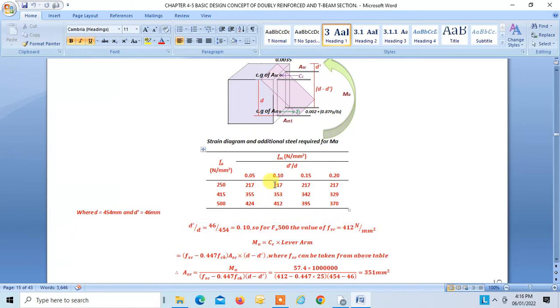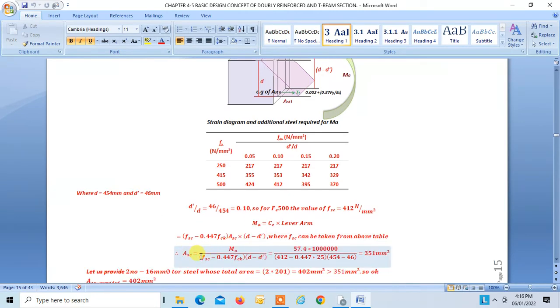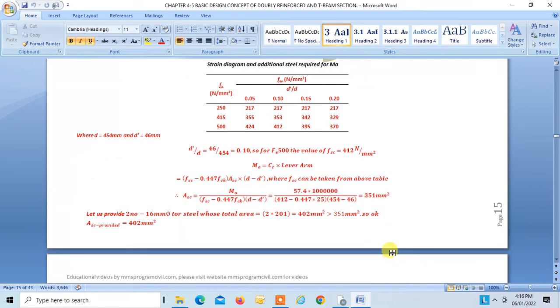Now again, MA is equal to CC into this lever arm, which is shown over here. So this is your CC, and this is your lever arm. We know everything. So AC is equal to MA divided by the stress in compression steel into the lever arm, which is equal to 351 mm square. We will be providing two 16 mm dia bars whose area is 402. This is the compression steel provided, and this is the compression steel required.